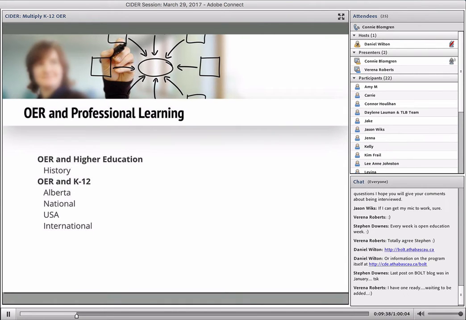So, of course, OER in the US has gone quite strongly, especially with their Go Open initiative through the Department of Education in the US. And then, of course, internationally, OER is part of UNESCO and many other people who are interested about the equity of education.